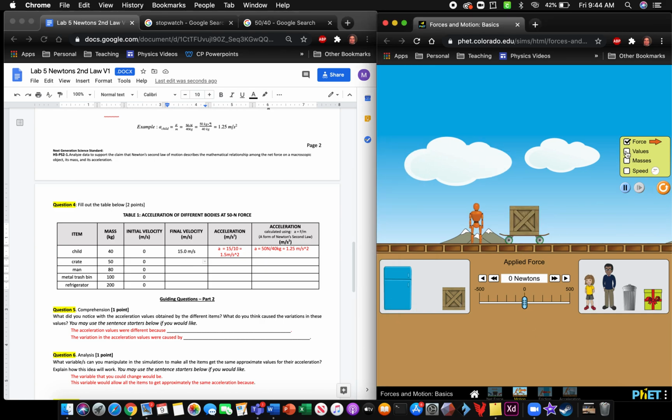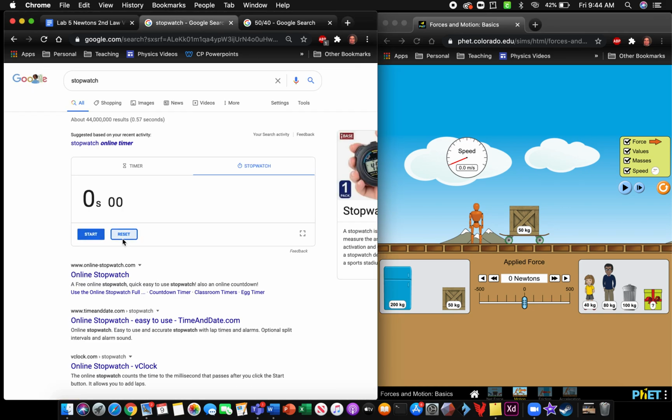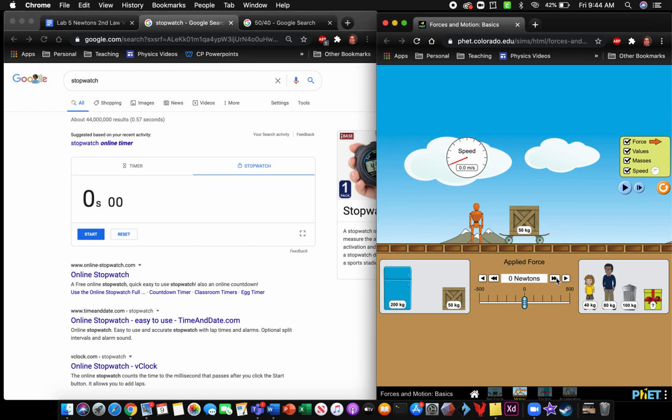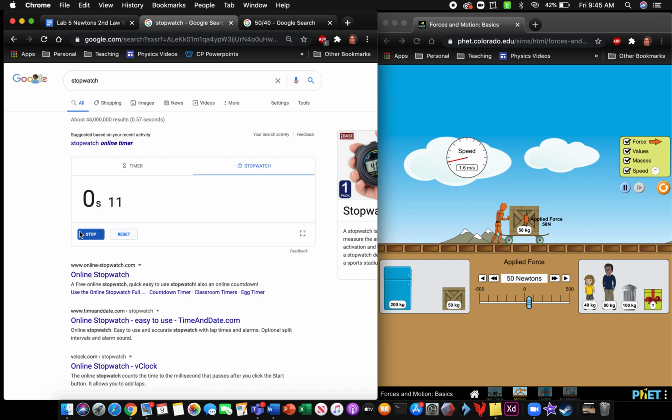So press reset, then you're going to go ahead and check all the boxes. Okay, drag the, well, actually we're keeping the crate, so keep the crate up there, and we're going to go ahead and go back to the stopwatch. We'll press reset. I have it on pause right now, so we can set the force without worrying about the thing taking off on us. All right, 50 newtons. After we set 50 newtons, we're going to go ahead and press play. We'll get our stopwatch going, and after 10 seconds, we're going to press pause.